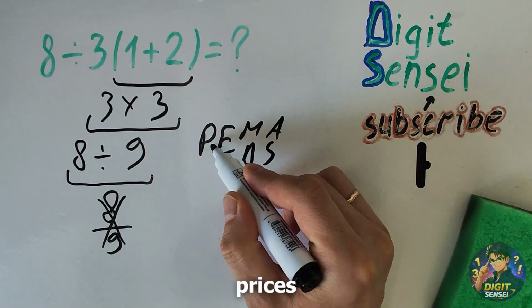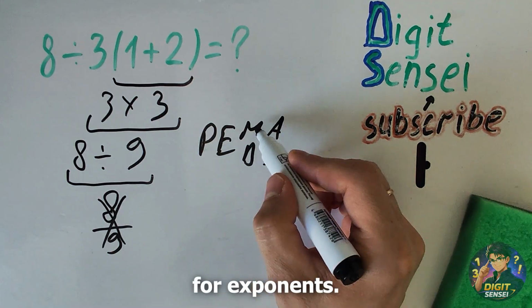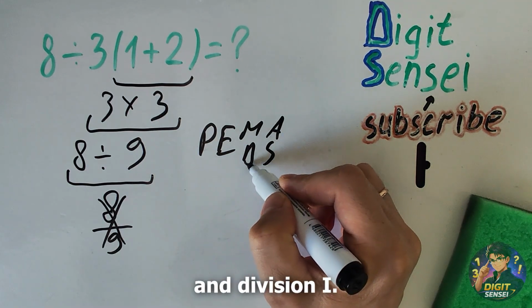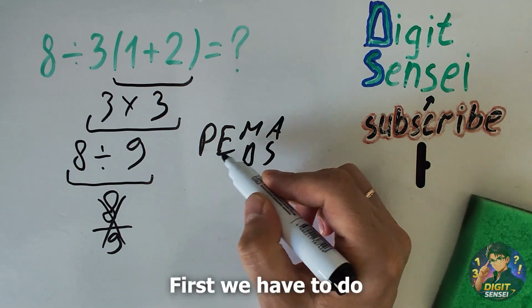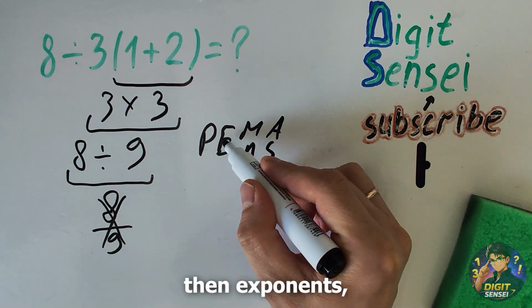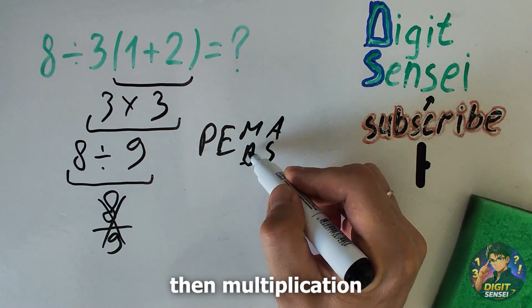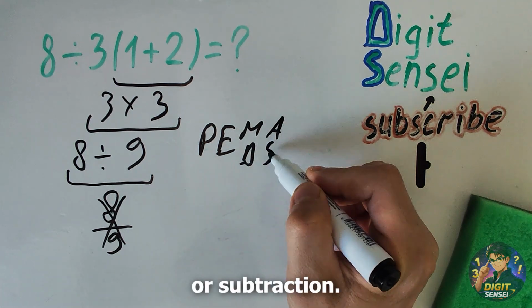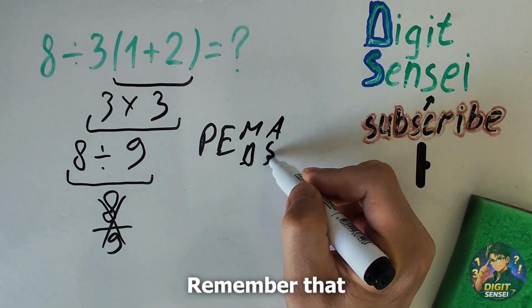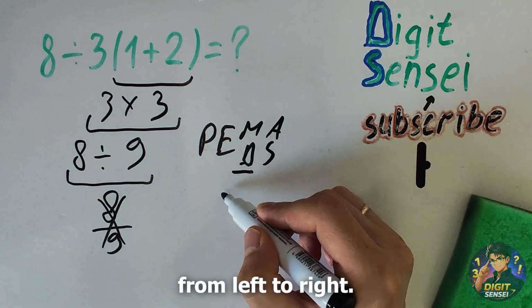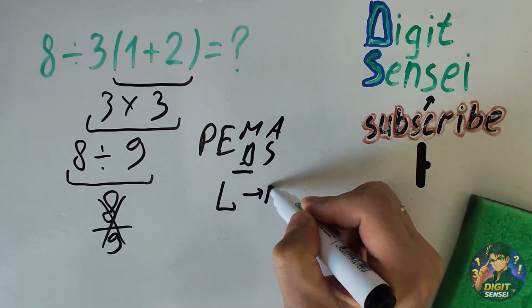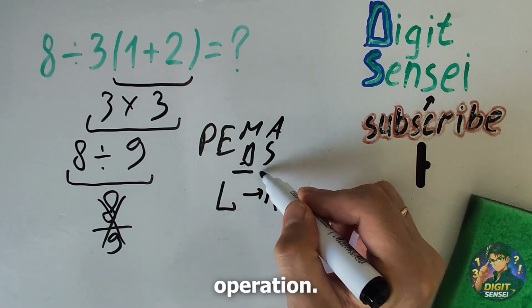P stands for parentheses, E stands for exponents, M and D stand for multiplication and division, and the A and S stand for addition and subtraction. First we have to do parentheses, then exponents, then multiplication or division, and then finally addition or subtraction. Remember that multiplication and division have equal priority and we have to work from left to right. And the same applies to addition and subtraction.